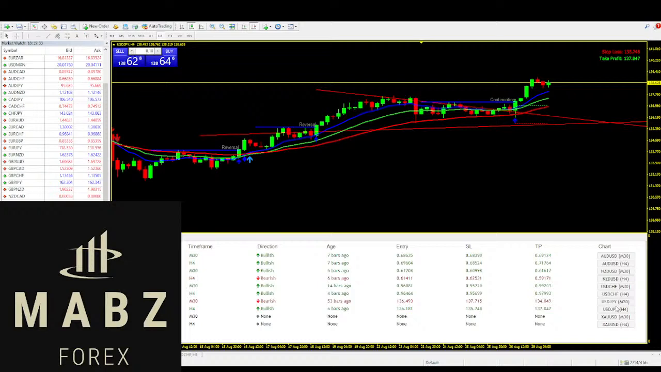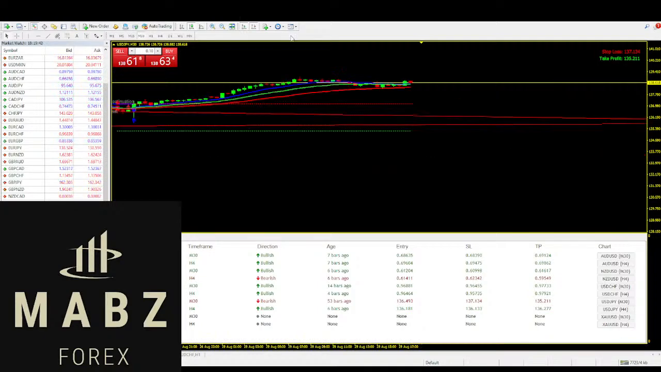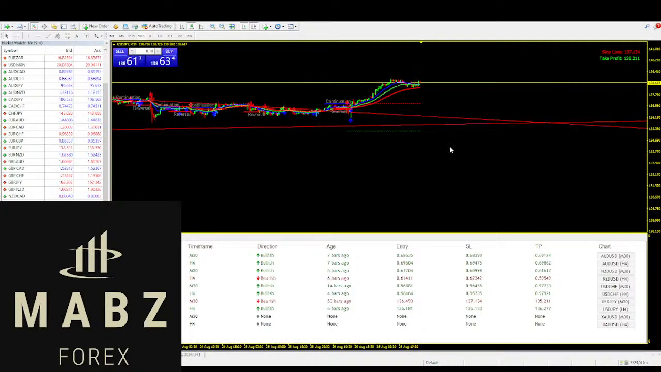So let me see. This is USD JPY on the H4 chart. Let's see what's happening on the 30-minute if we've got any trades. Okay, no clear signal on USD JPY. Let's look at gold quickly. I know a lot of people love trading gold.